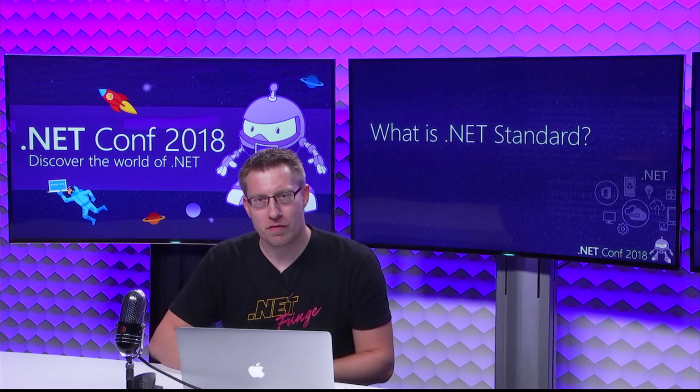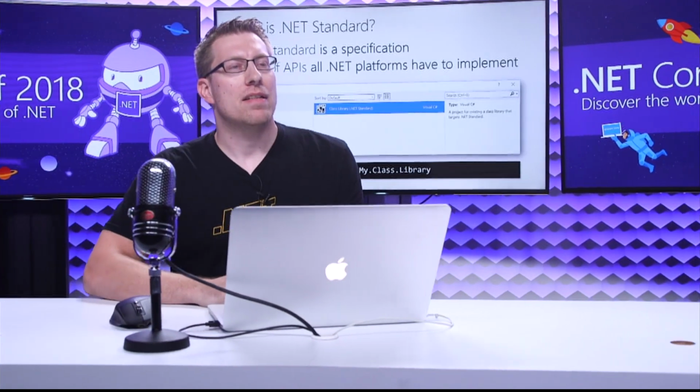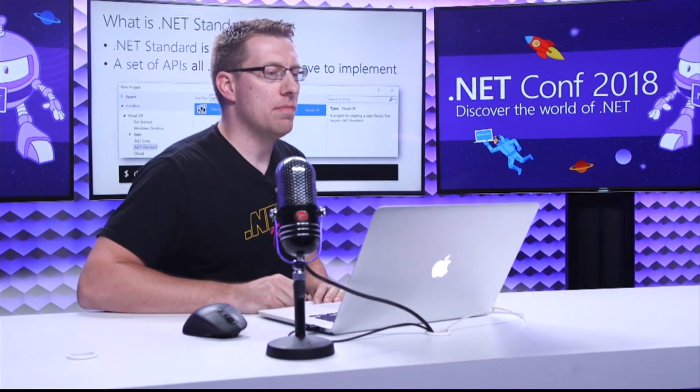So let's get started with the overview of what is .NET Standard, because it still seems there's a lot of confusion about what the standard actually is, how it works, and why we have so many different things called .NET something. So first of all, as the name kind of implies it, the standard is a specification. And by specification, what we really mean is a set of APIs. But it's not just that.